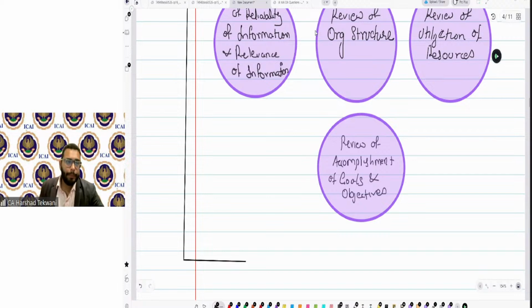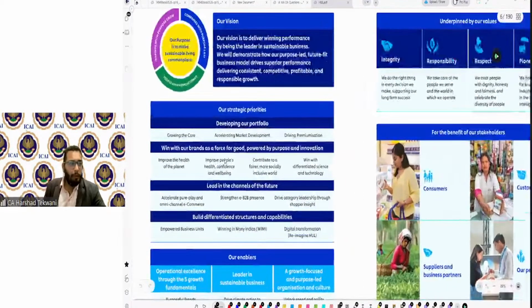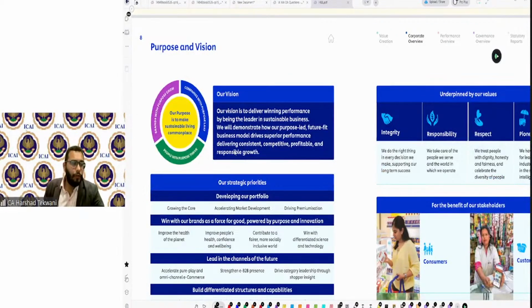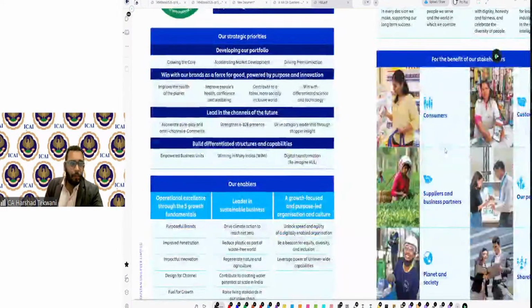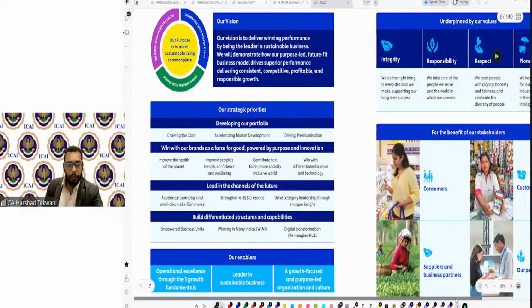I'll show you one example. This is the annual report of one company, and this is the vision of the company. Our vision is to deliver winning performance by being a leader in sustainable business. We will demonstrate how our purpose-led, future-fit business model drives superior performance, delivering consistent, competitive, profitable, and responsible growth. Now, this is the vision of the company. They have values and enablers, everything is there. They have stakeholders over here.